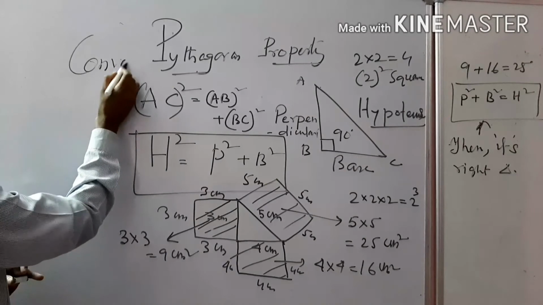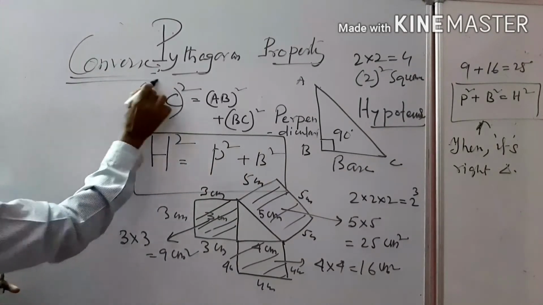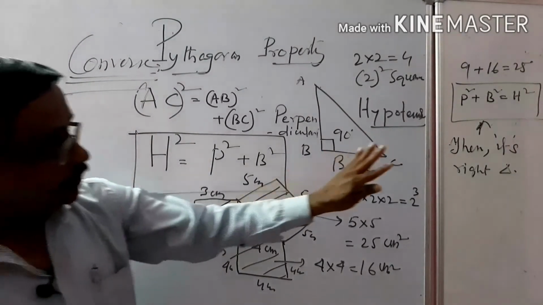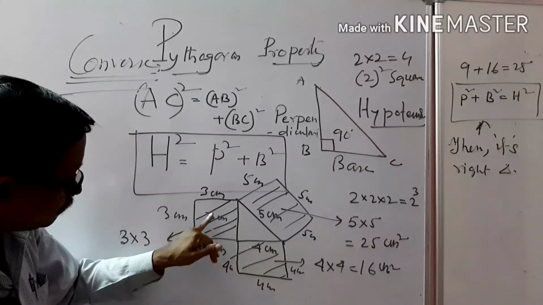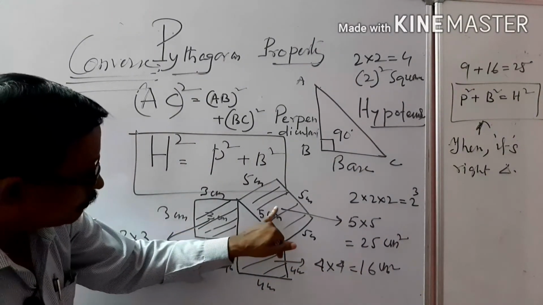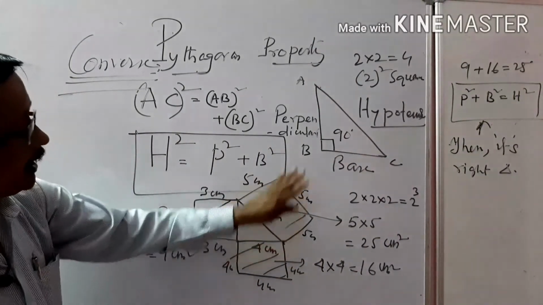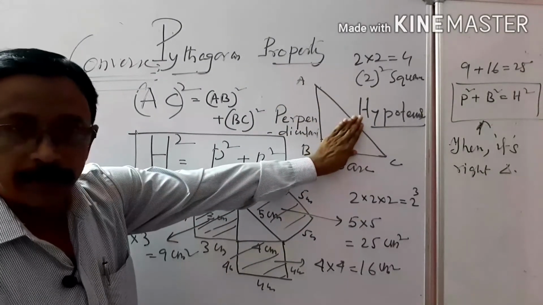Converse, I am telling something about this one. Converse means what? Once we find the square of these two sides equal to the square of the hypotenuse, then we can say it must be a right angle triangle.